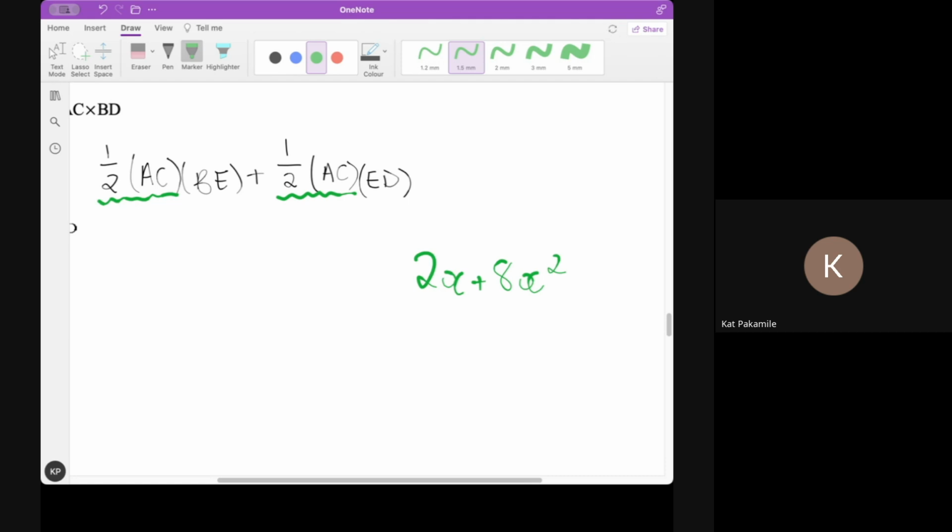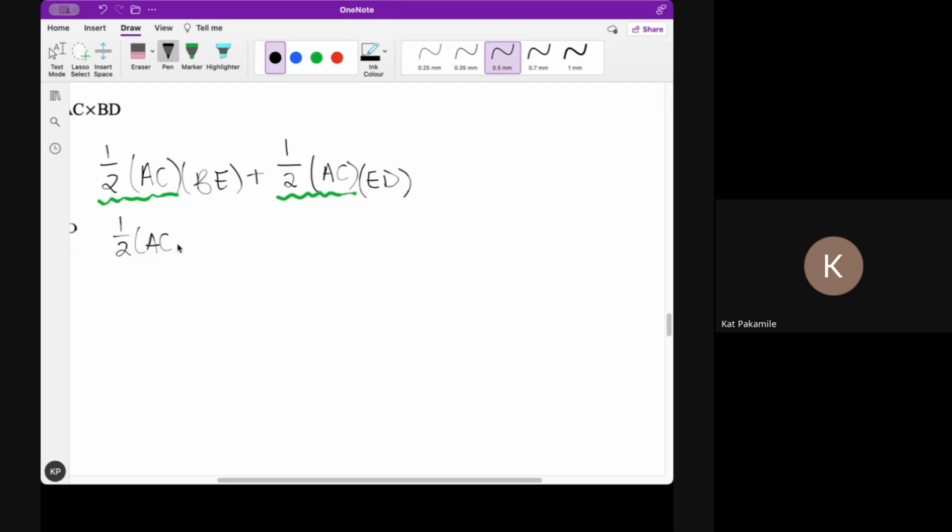Which type of factorization, Alice? I think you are a common factor. So half AC is our common factor. What do we do with common factors? What do we do when we find a common factor? We don't add. There's a reason we had to identify. We take them out. We take them out, Jason. Thank you. So I'm going to take out half of AC.